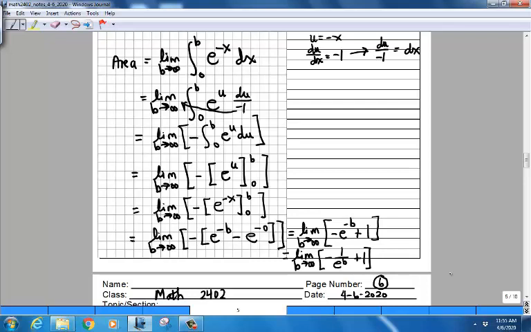And now I'm going to think about what happens to this quantity as b goes to infinity. Well, look, as b gets larger and larger, e to the b is also going to be getting larger and larger, right? So you have 1 over a really big number here, which is essentially 0. So this first term is going to turn out to be 0. So you end up with minus 0 plus 1, and that turns out to be 1.